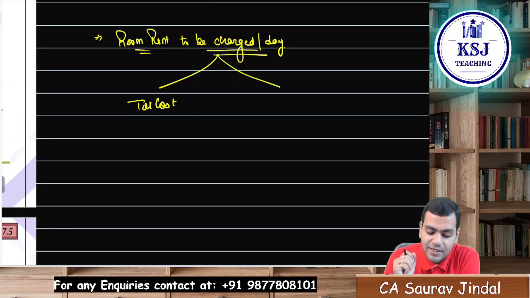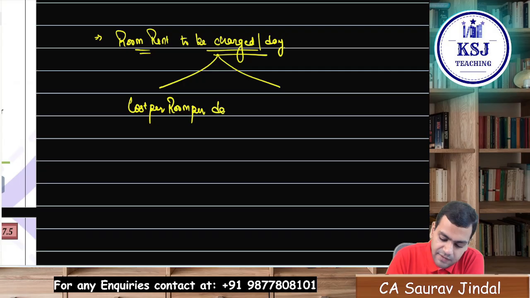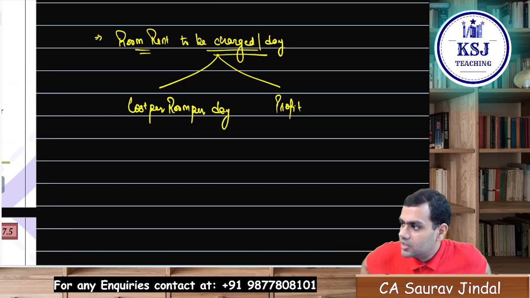Right? The second thing is profit, which is obviously part of it. Or I can say I will need the total cost per room per day. I will need the cost per room per day. The second thing that I will need is the profit. Profit will be given in the question, sir. Nothing to worry about it. The profit will be given in the question. Nothing to worry about it.